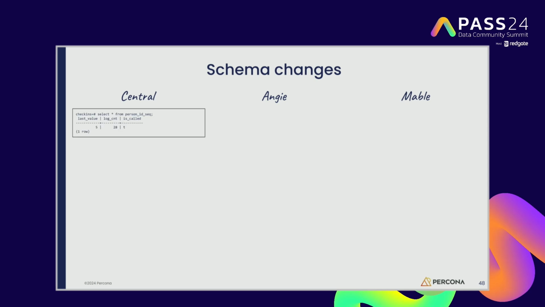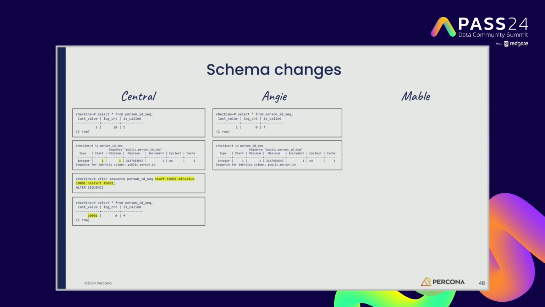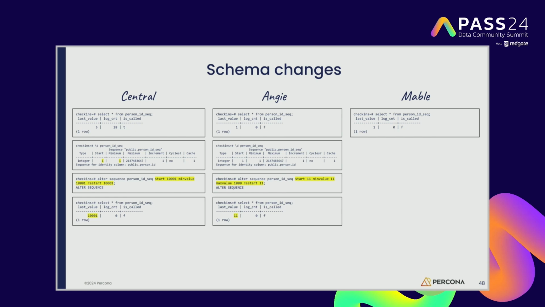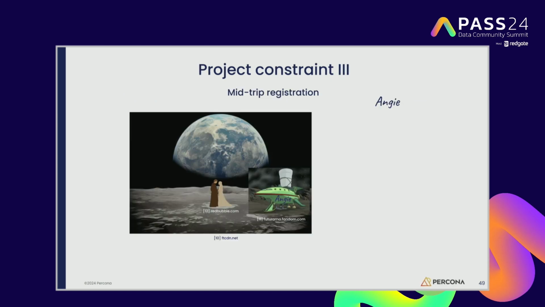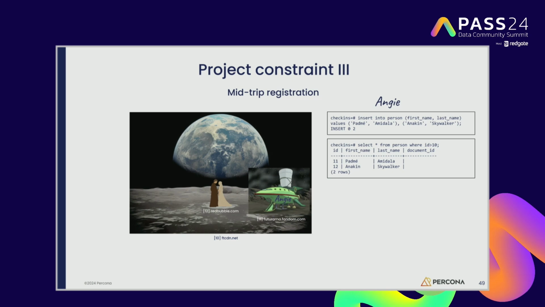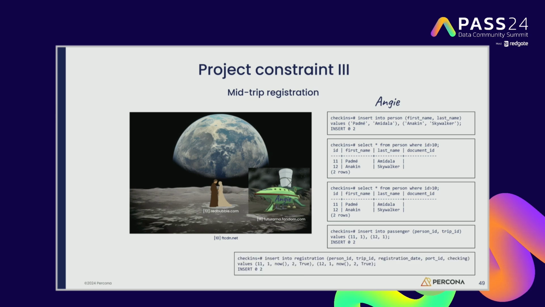Okay, so Central starts on 1, and Angie, I'm doing the changes live on each server, modifying the sequence. So now I can just come on Angie and do the insert for the new passengers and get them registered for this trip here, and finally get them on board.